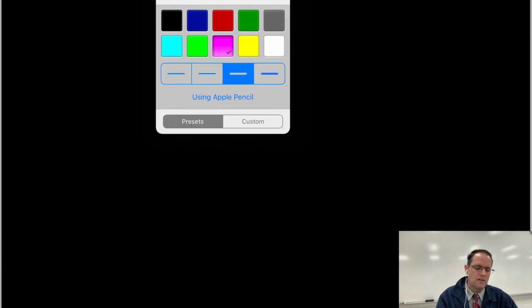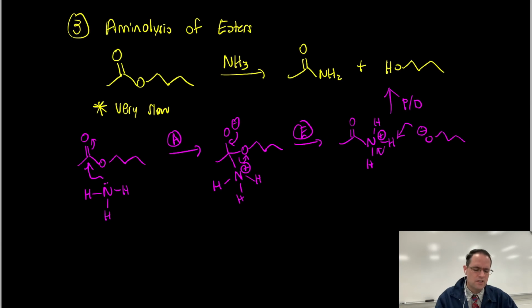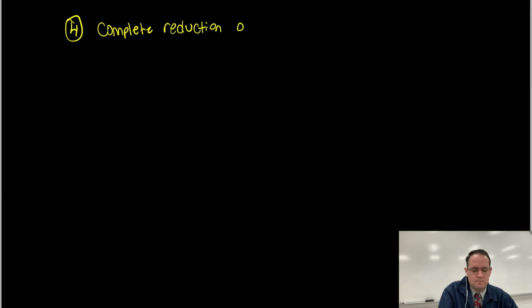Now let's talk about some very important reactions. What number are we on? We're on number 4, okay? Let's talk about the complete reduction of esters. Now, we've learned this before in section 20, well, I guess we've learned it before. I don't remember the mechanism going over it, but we learned about it when we talked about alcohols.